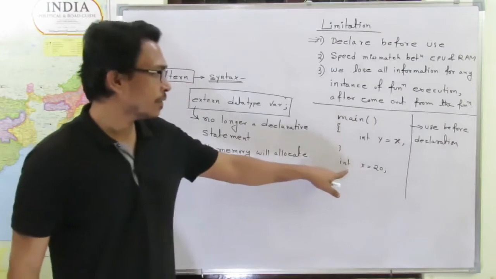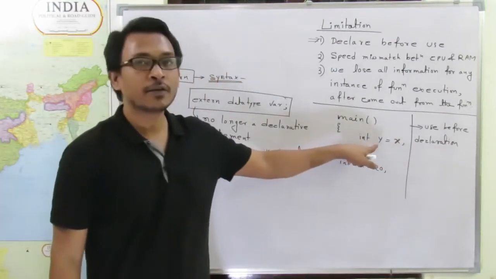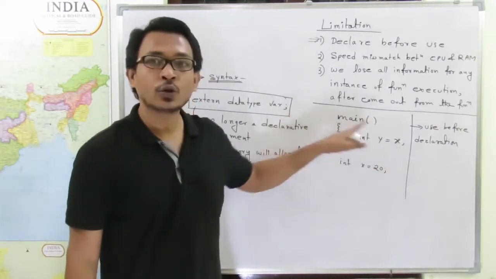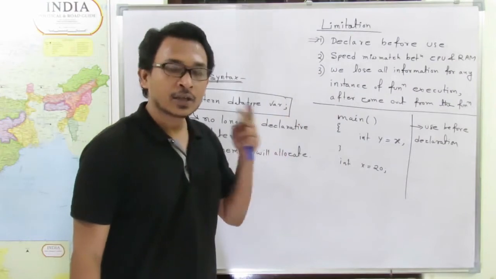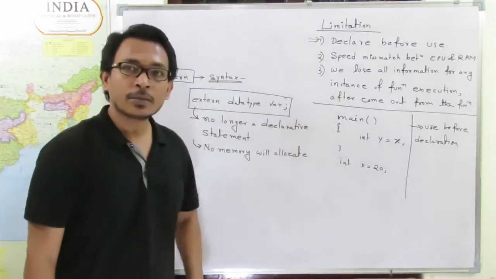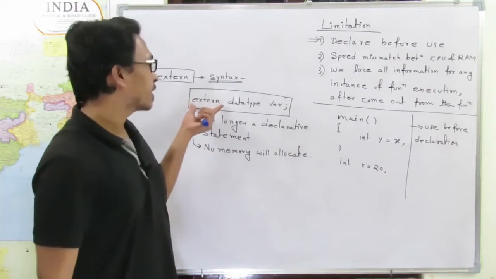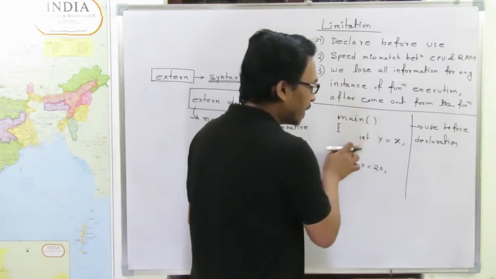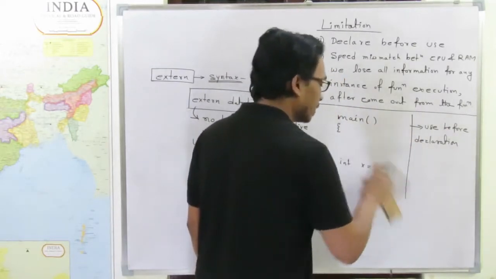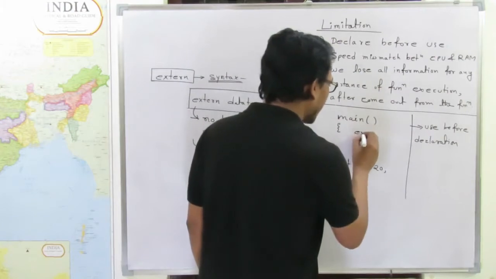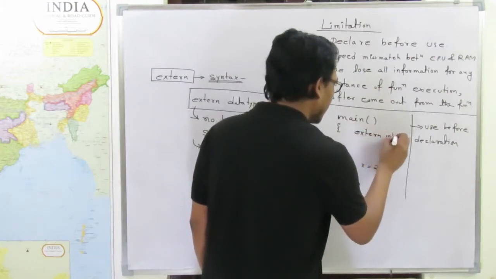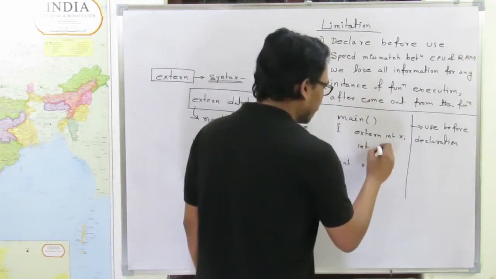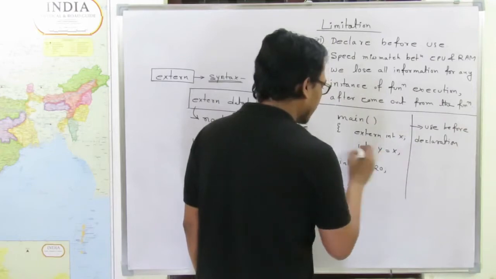Here x variable is declared, and here we are using the variable x. So in this case it will give us an error that x is undefined even though we already declared the variable x. So how to resolve this particular problem? To resolve this particular problem we can use the extern keyword. Now how can we use the extern keyword? Look, before use of the variable x, we can use the extern keyword as extern int x, and then we can use int y equal to x. Now what happened?